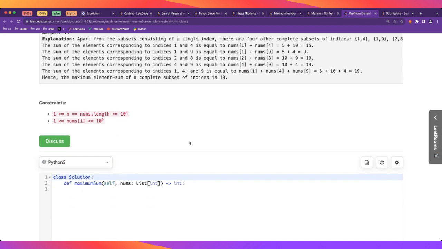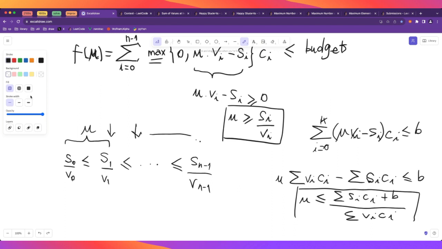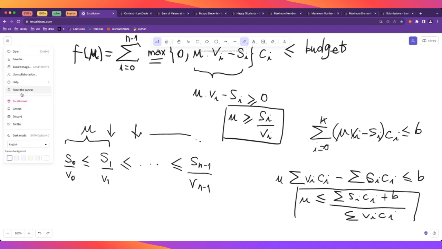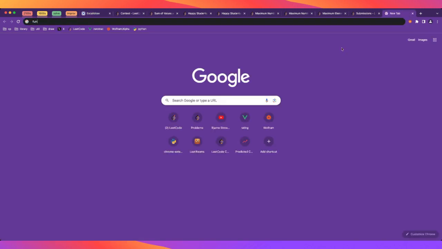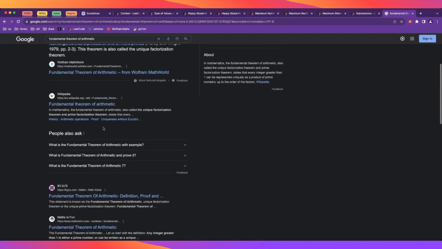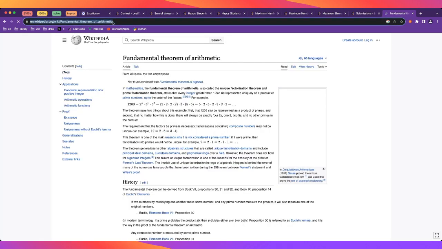So this is more of a number theory problem. The code is not a big deal, but you need to understand a little bit of number theory to get it. Well, not much. There is one thing called the fundamental theorem of arithmetic, which I think is all you need here.